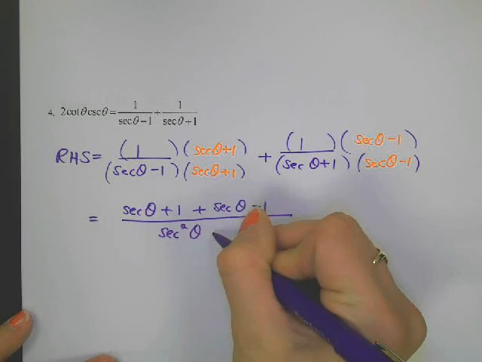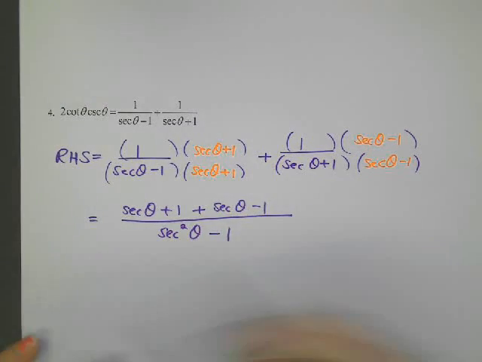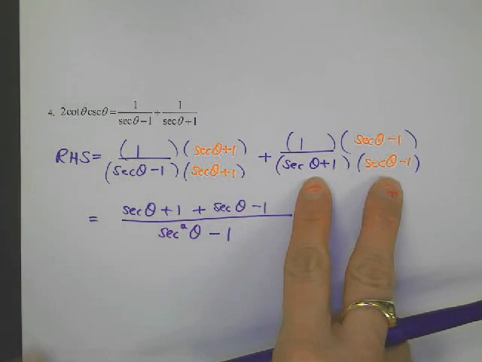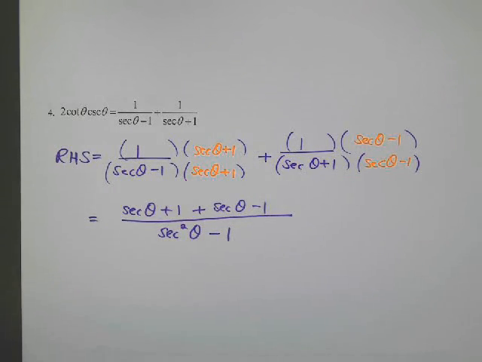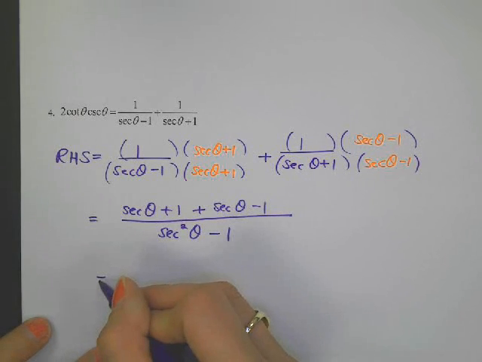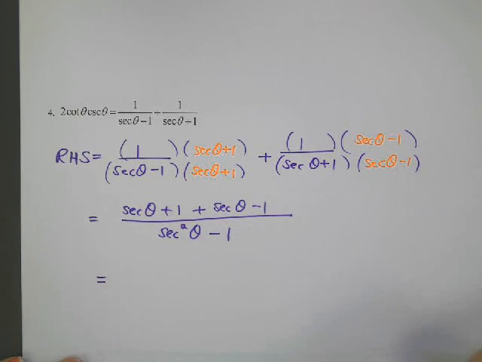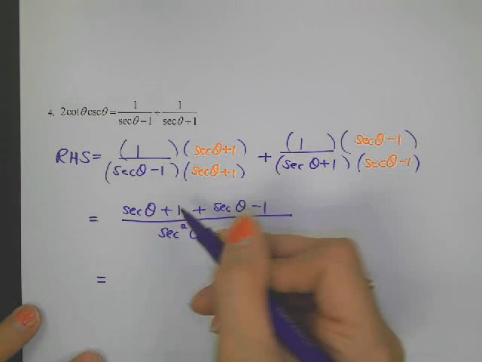Secant squared of theta minus 1. In fact, whenever you have conjugates, go ahead and multiply them because it makes a difference of squares, which are awesome because those are the identities. Okay, we got a couple more steps here, and I'm thinking some of you might actually be ahead of me at this point, right?